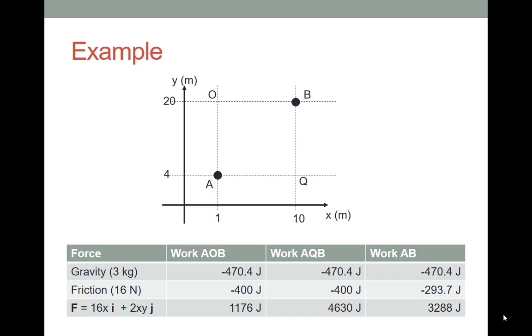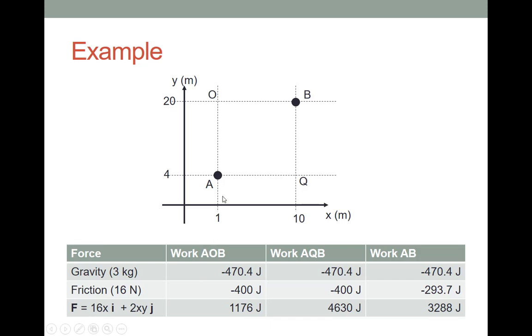We looked at the gravitational force acting on a 3-kilogram object as we went from A to B along three paths, from A to O to B, from A to Q to B, and then along the diagonal directly from A to B. For the gravitational force, we found that for those three paths, the work along each path was the same. We then considered the force of friction along these same three paths.